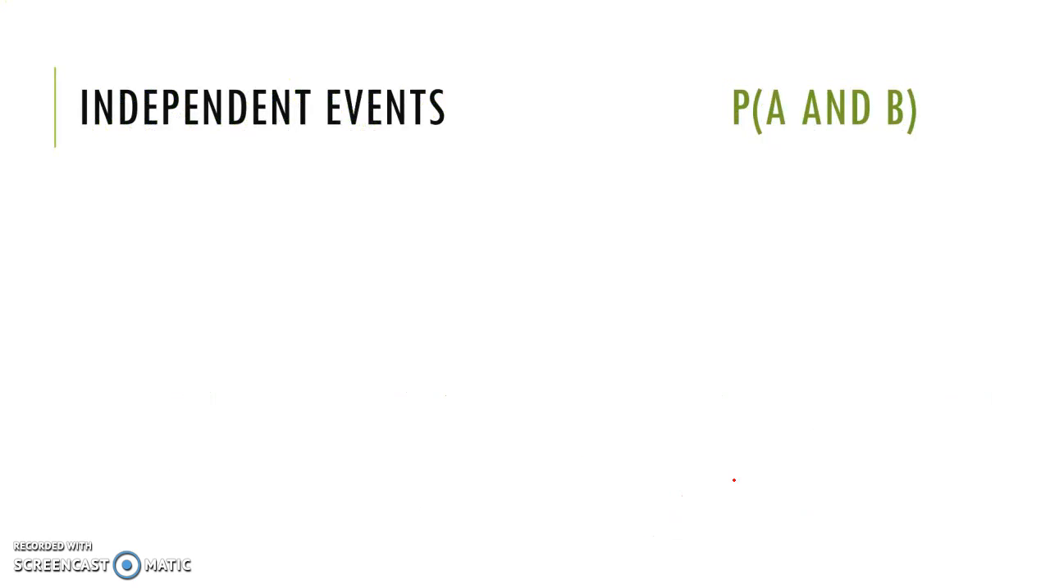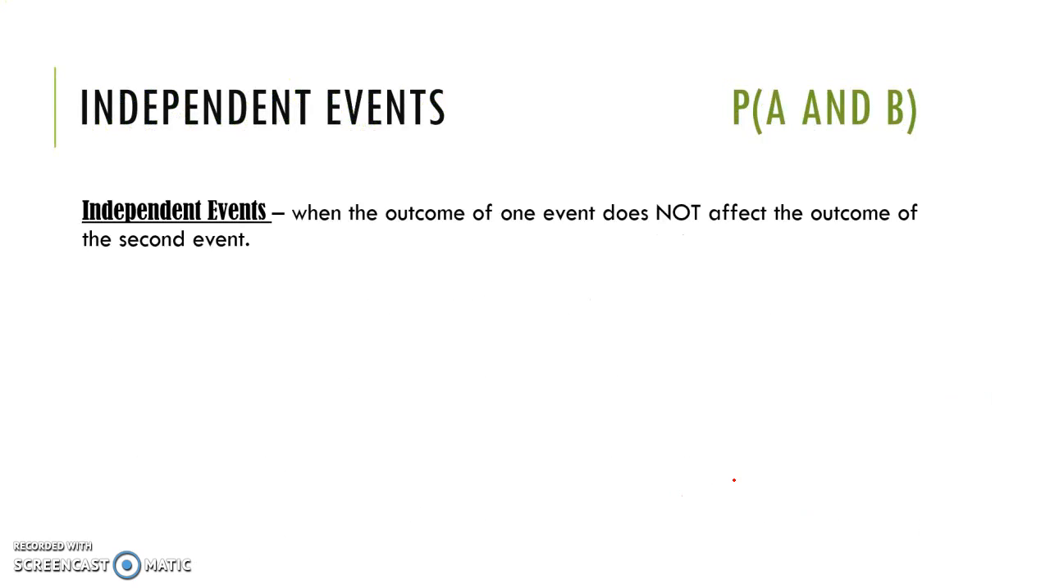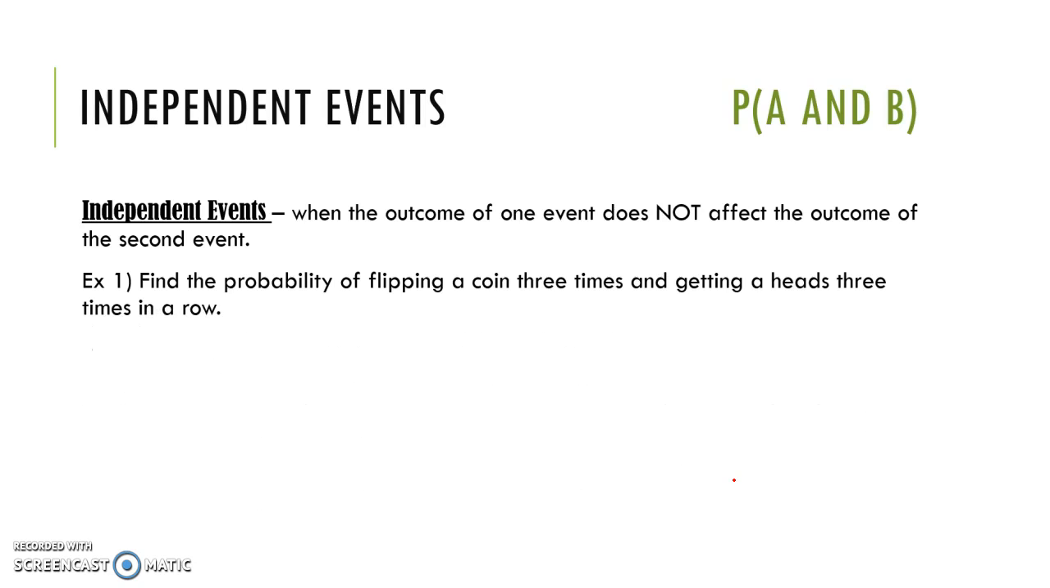Here we have independent events. An independent event is when an outcome of one event does not affect the outcome of a second event. An example of this would be the probability of flipping a coin 3 times in a row. And let's say we did that and we wanted to find the probability of getting a heads 3 times in a row. We know that the probability of getting a heads the first time is a half, because there's two different things that could happen.